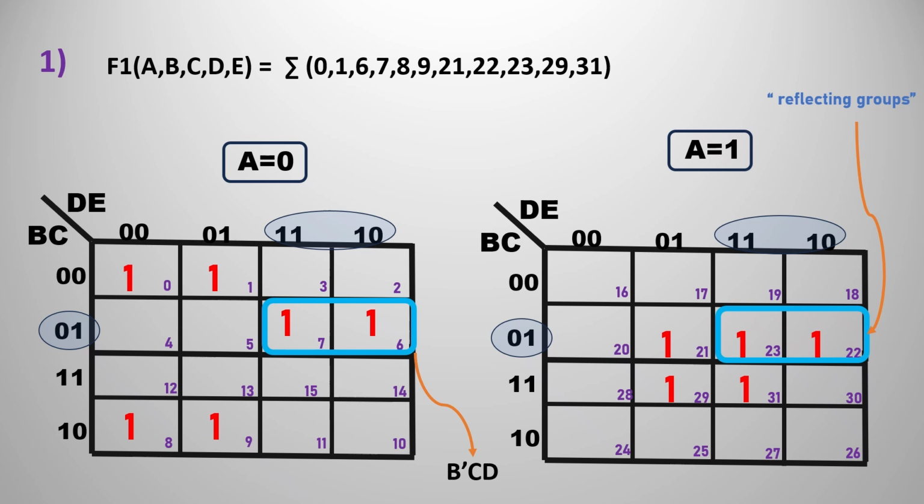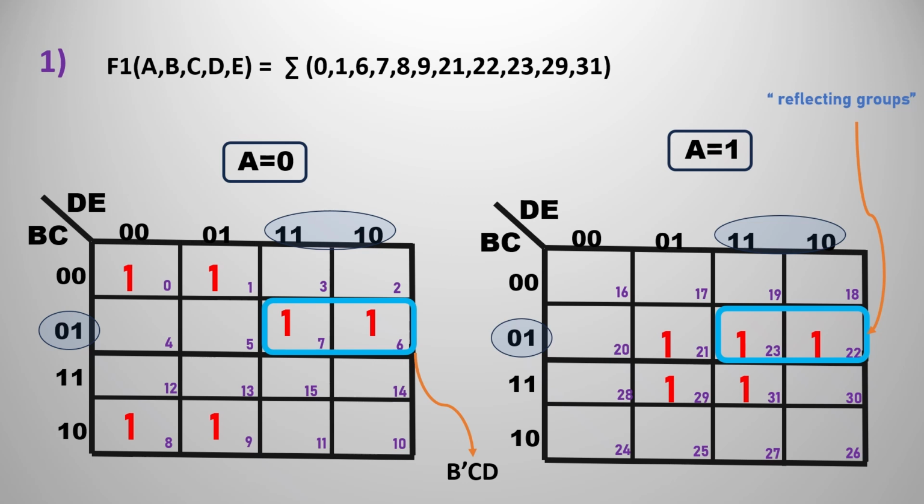For a reflecting group we write it one time, so that 4 can be grouped at a time. Try to make the group as large as possible. So that is B bar C D according to that. See, it is a very important point: note that reflecting groups do not contain the variable A, because A is changing from 0 to 1.